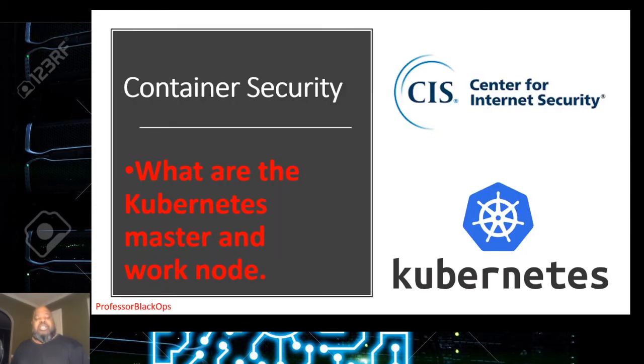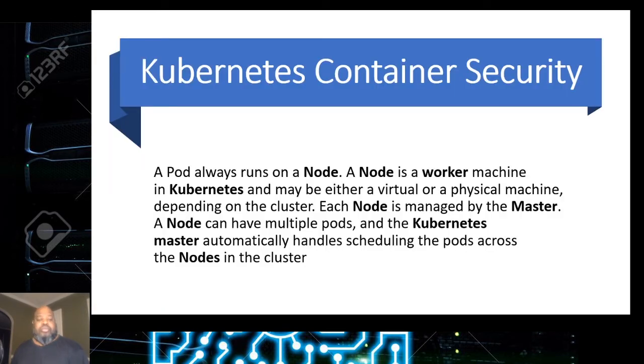So container security, once again, Kubernetes. What are Kubernetes masters and worker nodes? A pod always runs on a node. A node is a worker machine in Kubernetes and may be either a virtual or physical machine, depending on the cluster. Each node is managed by the master. A node can have multiple pods, and the Kubernetes master automatically handles scheduling the pods across the nodes in the cluster.